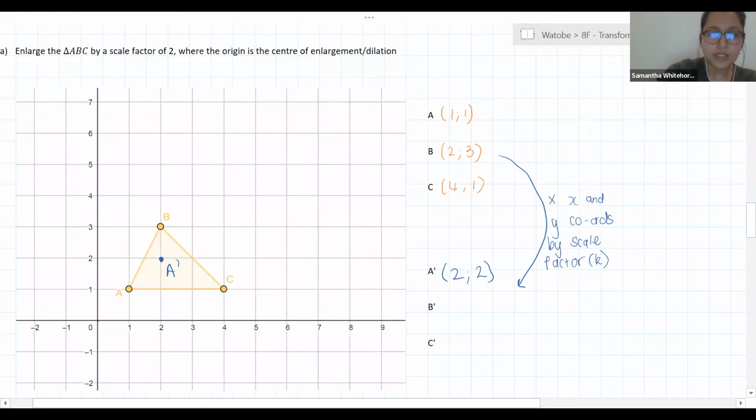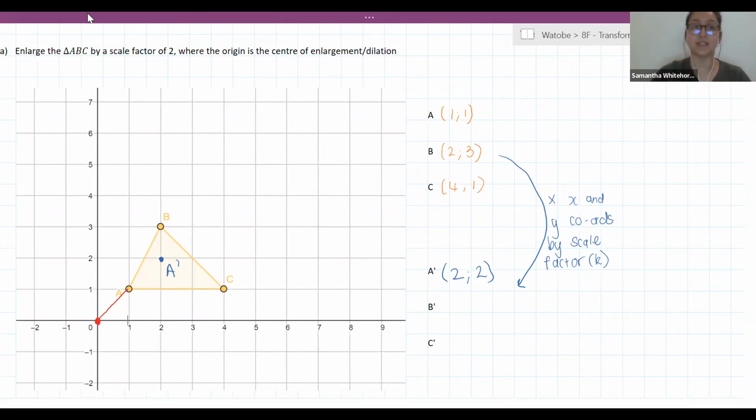If we go to the center of enlargement, which remember is my origin, and I draw a line directly to the original coordinate, I can see that this is cutting directly through the middle of one square. Again, it would make sense that if I'm going to double it, that line for my new coordinate should cut through 2 squares because it must be twice as big.